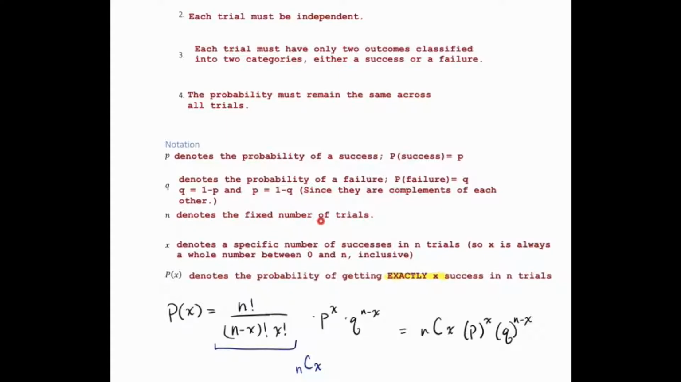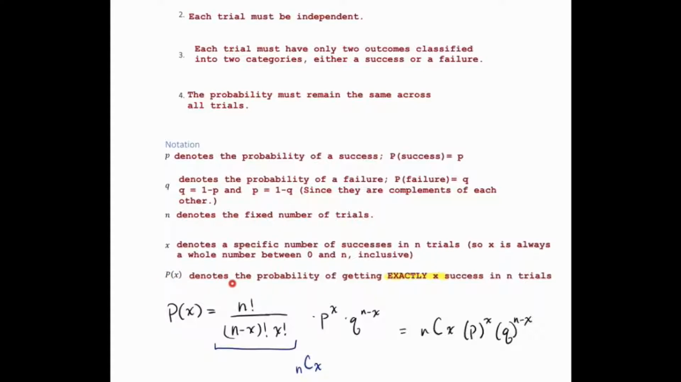N denotes a fixed number of trials. X denotes a specific number of successes in n trials. So x is always a whole number between 0 and n inclusive. If you have, say, 12 trials, you can't have 13 successes. You can have at most 12 successes, and you have to have at least 0 successes.